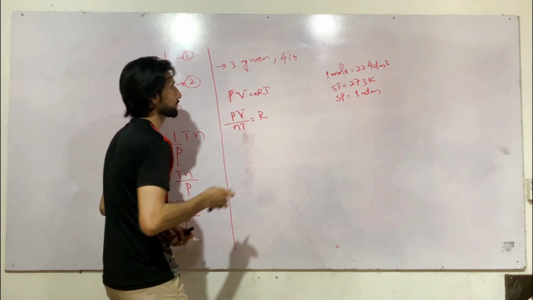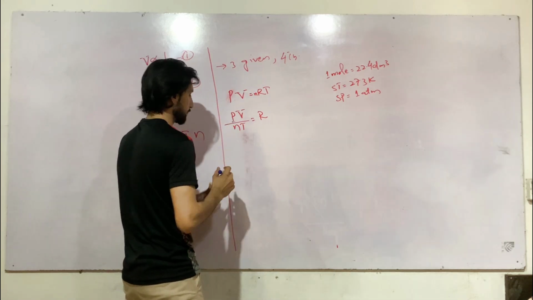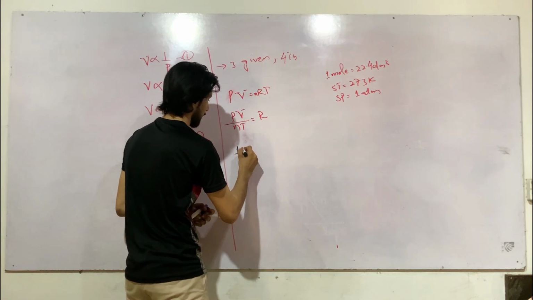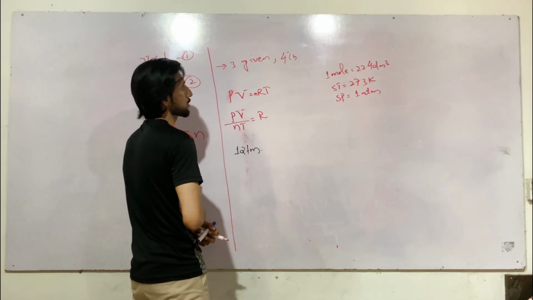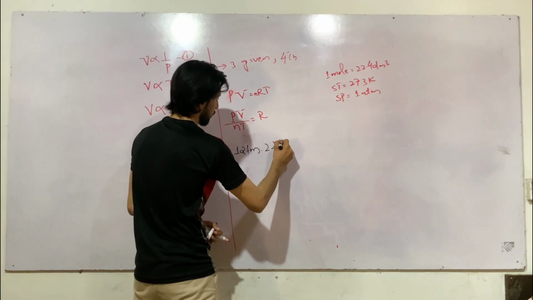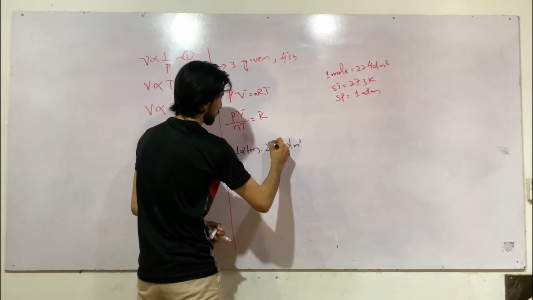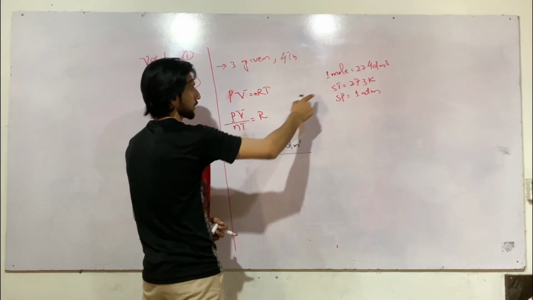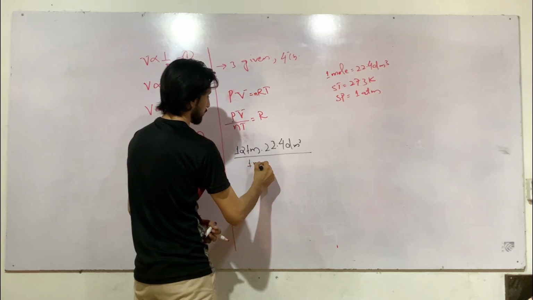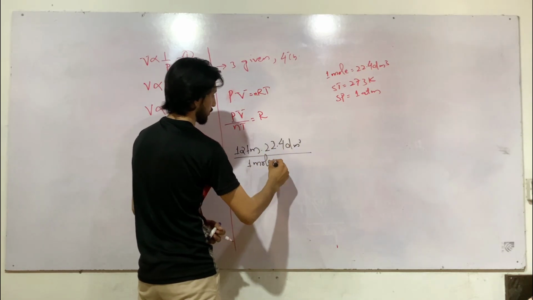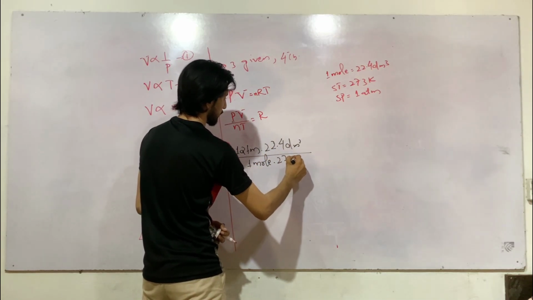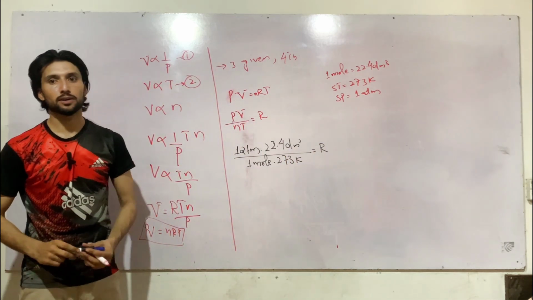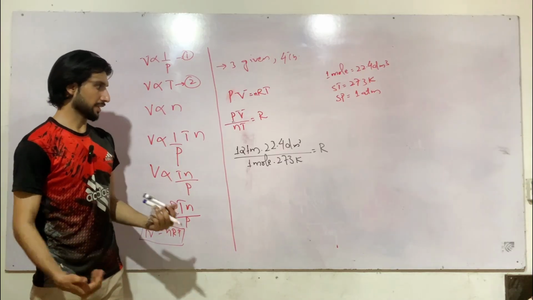Here, let's do it. What is the value of pressure? The value of pressure is 1 atm. What is the value of volume? 22.4 decimeter cube. What is the value of moles? That is one mole. And what is the value of temperature? That is 273 Kelvin. Now I can find the value of R for every gas.